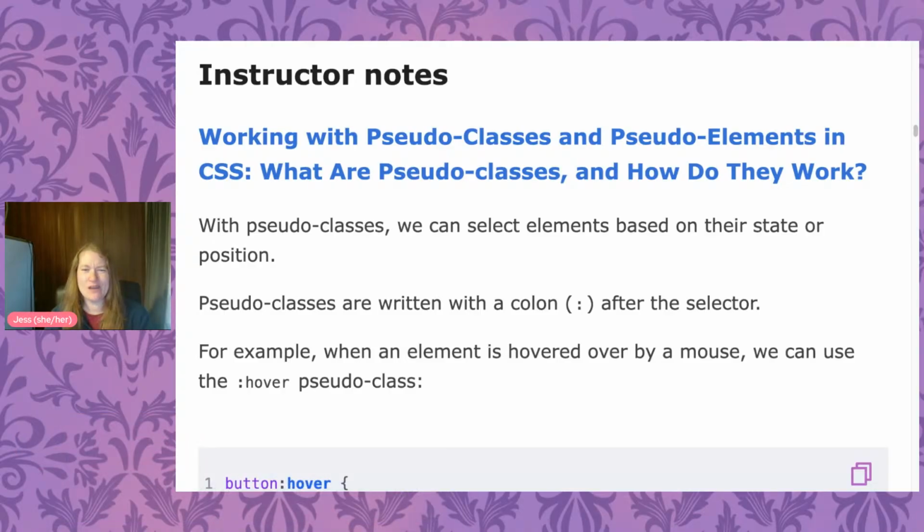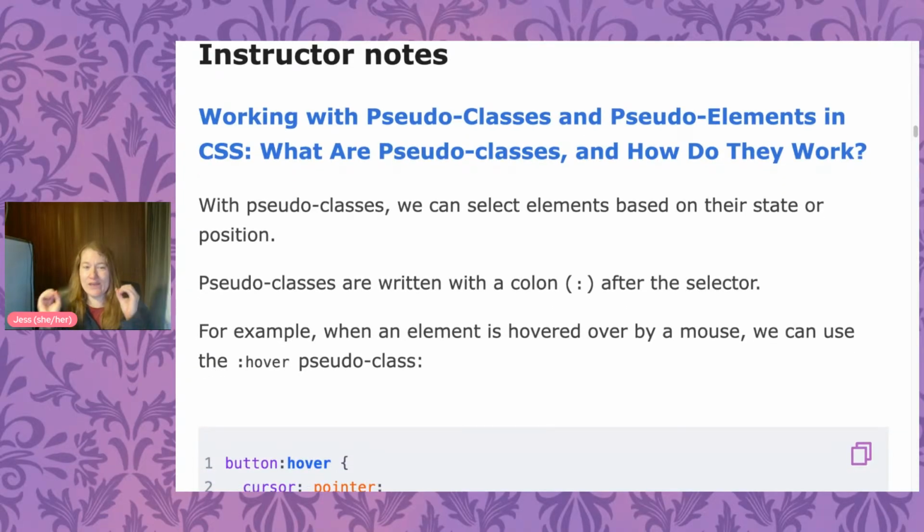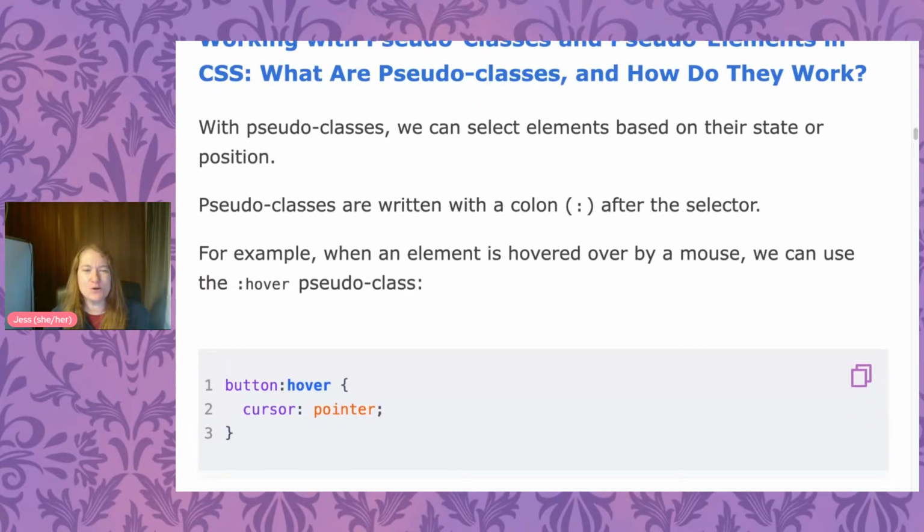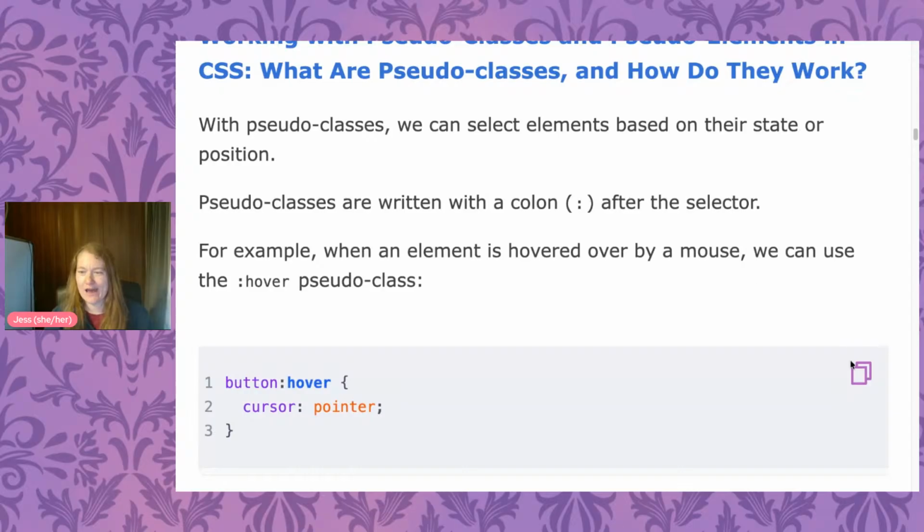Nice. So let's actually start to dive in and look at them and see if that makes these make any more sense. So with pseudo classes, we can select elements based on their state, so what's going on with them right now, or at the time, or in their position. Pseudo classes are written with a colon after the selector. So if you're writing your CSS, you would write the selector, the condition, your CSS rules.